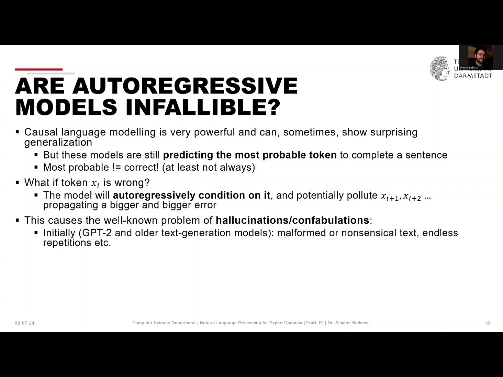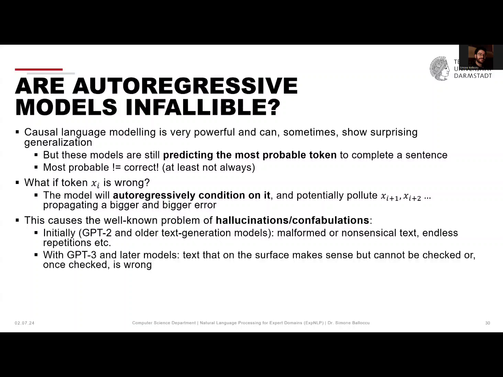So initially, when we had models like GPT-2, these were very malformed nonsensical text or endless repetition, like the text was basically broken. With GPT-3 and even today with ChatGPT, Claude, and so on, hallucinations are harder to spot because the text makes a lot of sense on the surface, but it cannot be checked, right? You cannot tell if what is being generated by the model is actually true. Or if you can check it, it's wrong.